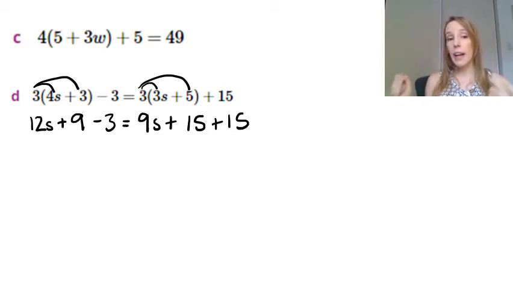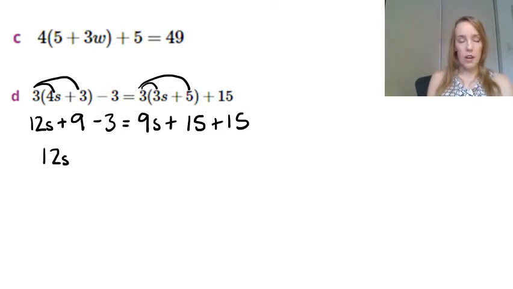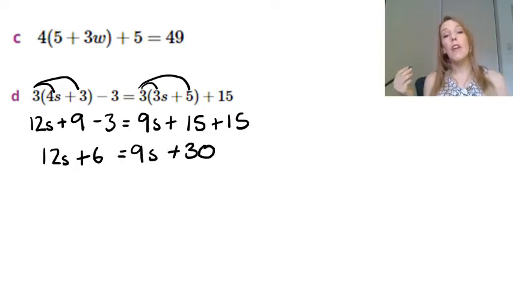Again, we've got some like terms there. Okay, so 12s, and we've got 9 take 3, so 9 take 3 is 6, so plus 6 equals 9s, plus 15 plus 15, so 15 plus 15 is 30. Now we've got variables on both sides of the equation, so that makes it hard to solve. So what we have to do is we have to get rid of the variables from one side and move them over to the other side so that we've only got variables on one side.